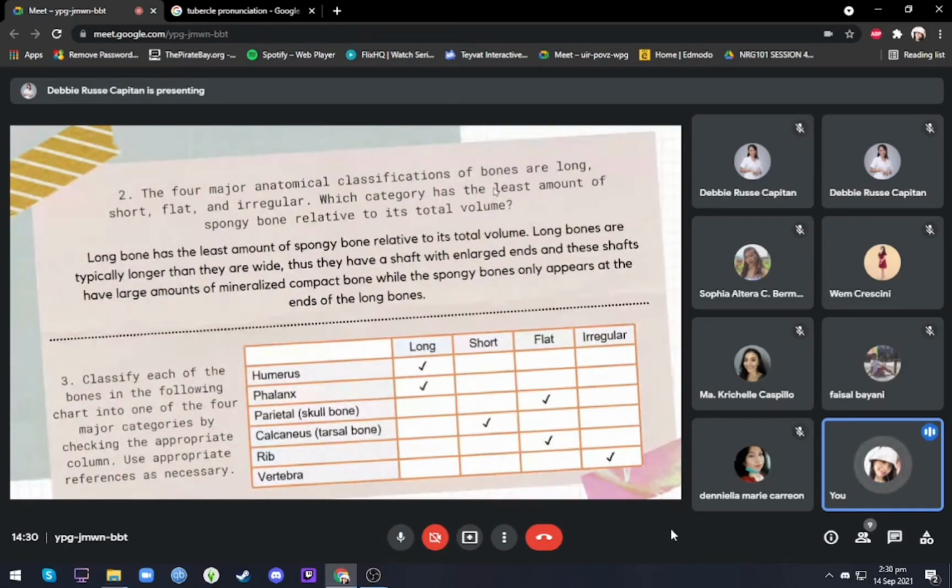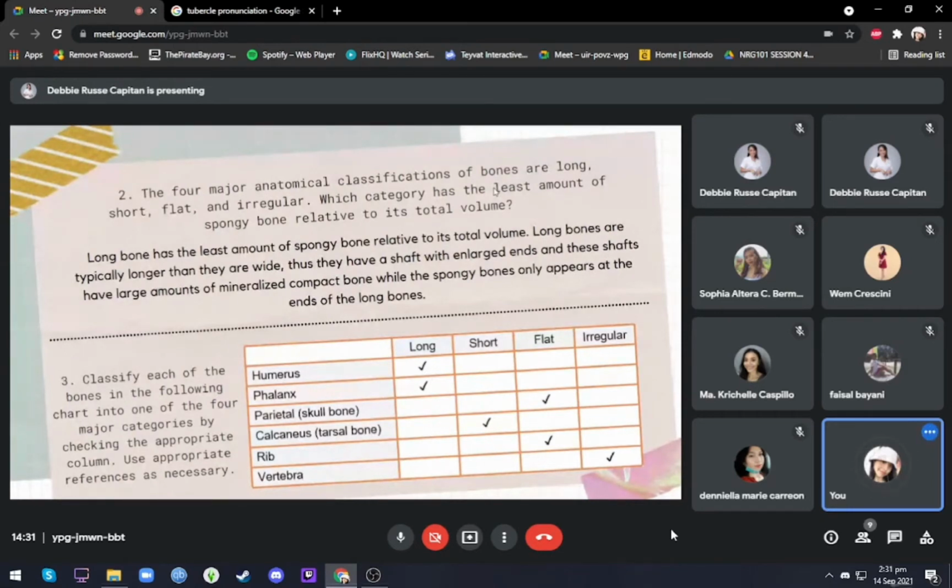The long bones are typically longer than they are wide, thus they have a shaft with enlarged ends, and these shafts have large amounts of mineralized compact bone, while the spongy bone only appears at the ends of the long bones. Number 3, classify each of the following bones.